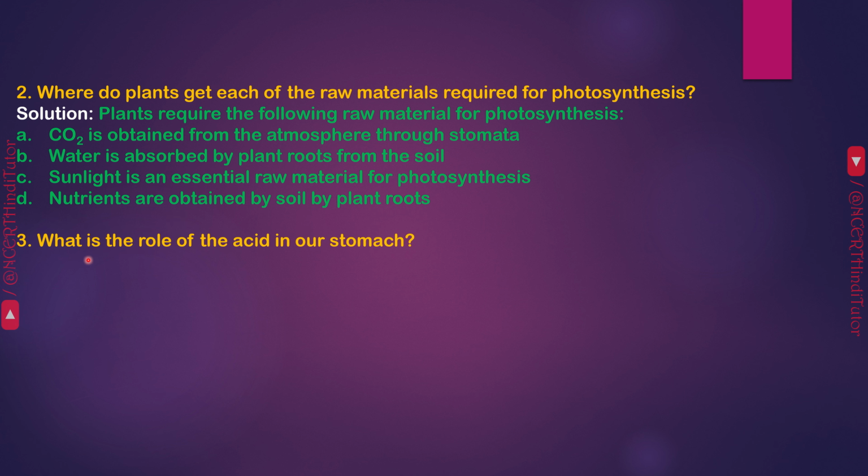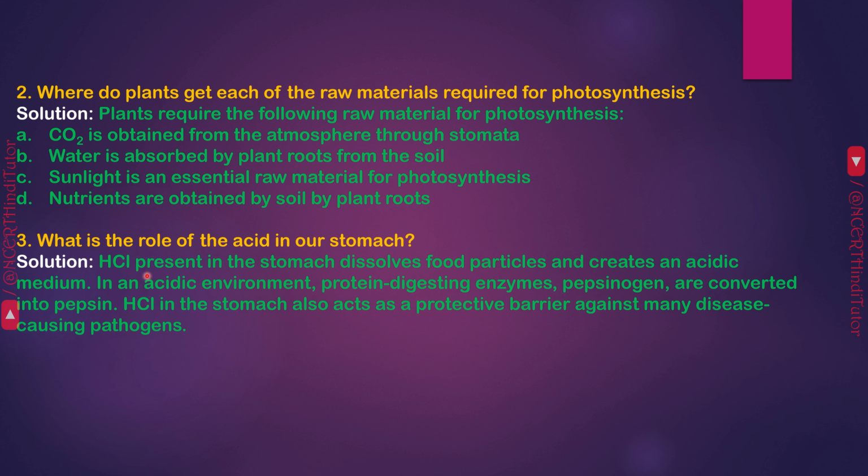Question 3. What is the role of the acid in our stomach? Answer. HCl, that is hydrochloric acid, present in the stomach dissolves food particles and creates an acidic medium. In an acidic environment, the protein digesting enzyme pepsinogen is converted into pepsin. HCl in the stomach also acts as a protective barrier against many disease causing pathogens.